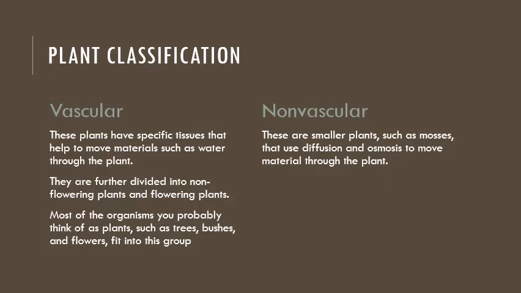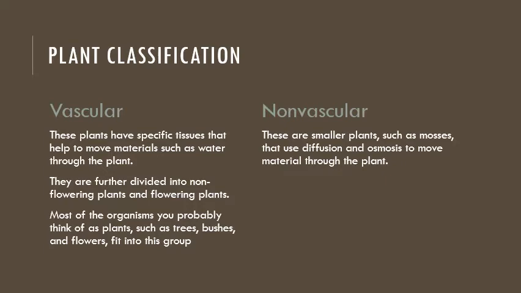And then you have non-vascular plants. There are way more vascular plants than non-vascular plants. Non-vascular plants are typically really small, and they're mosses. A moss is kind of spongy, low to the ground. They're typically in moist places, in forests.